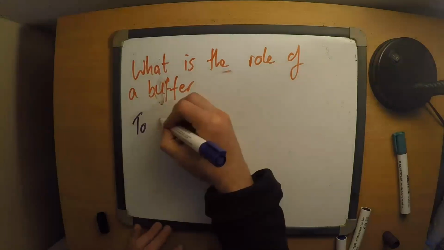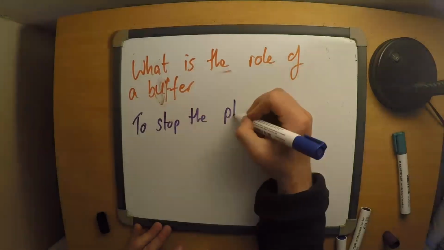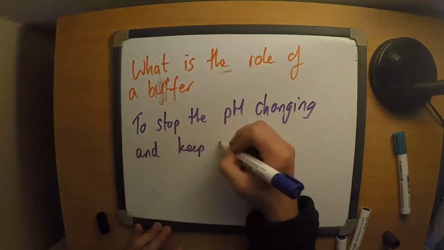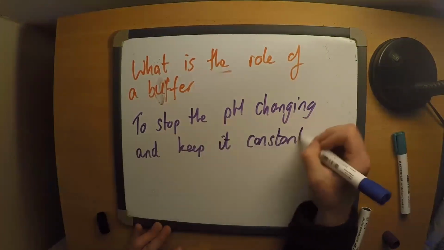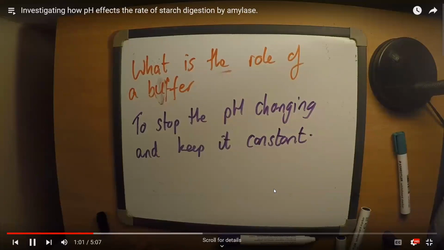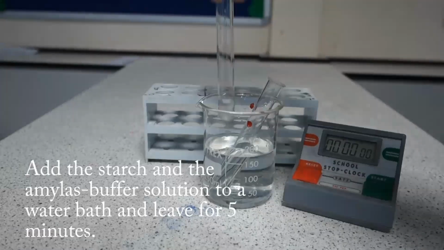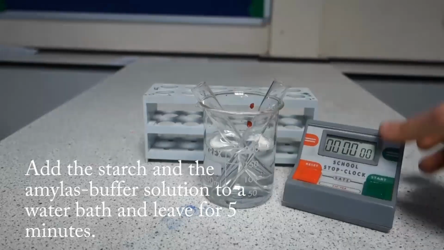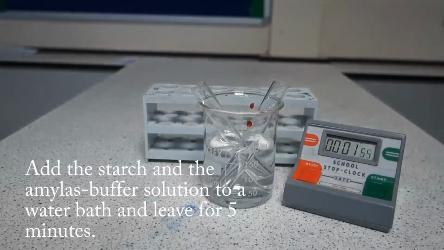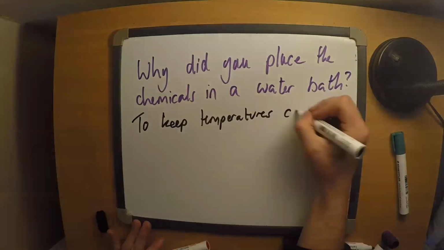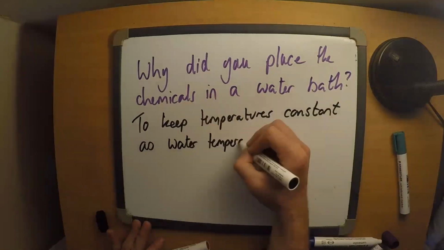What is the role of the buffer? To change the pH and keep it constant. It doesn't change throughout the experiment. That's why it's active. Even they will put it in a water bath only to keep the temperature constant. The temperature will not change. And they will start the stopwatch once they mix it.